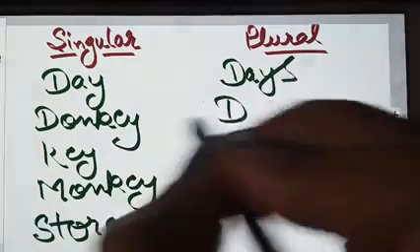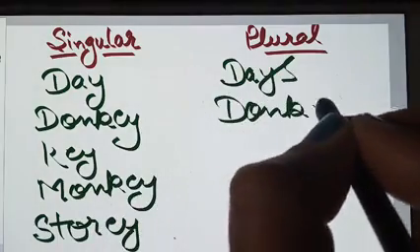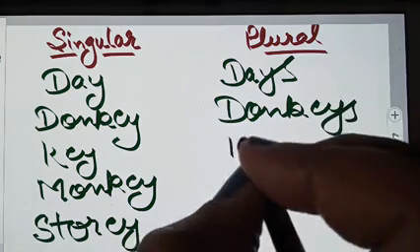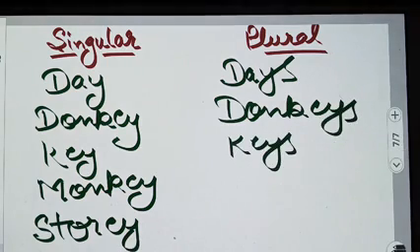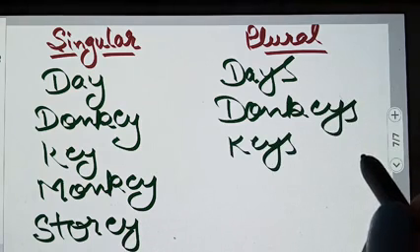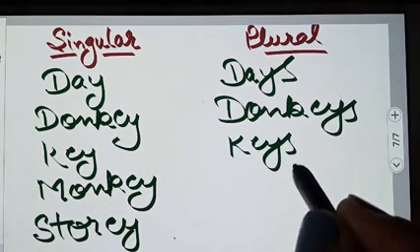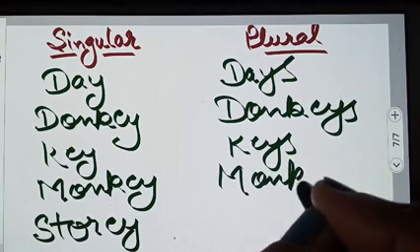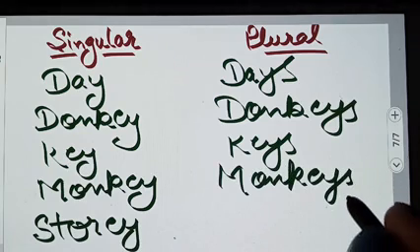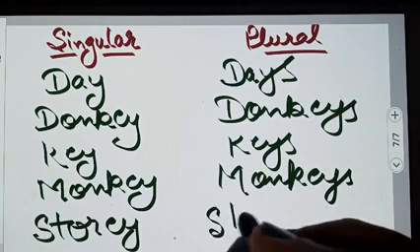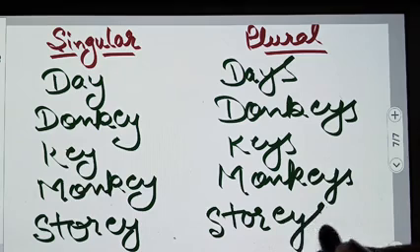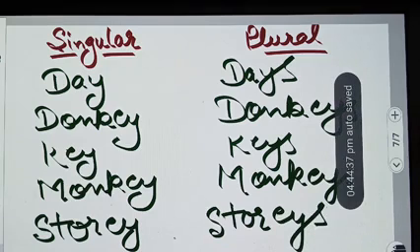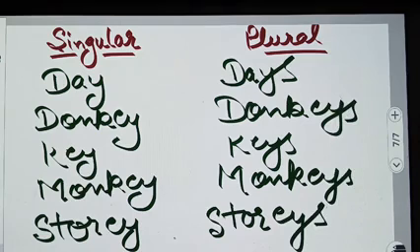So we'll just change it. Days, donkey will convert into donkeys. Keys, no change will be there, no es will be there, no removal of the last letter will be there. Like monkey is there, so monkeys simply, and story is there, so it will become stories. So you can see here. But now see further, we'll take some other words ending with y only, but here we will use something else.